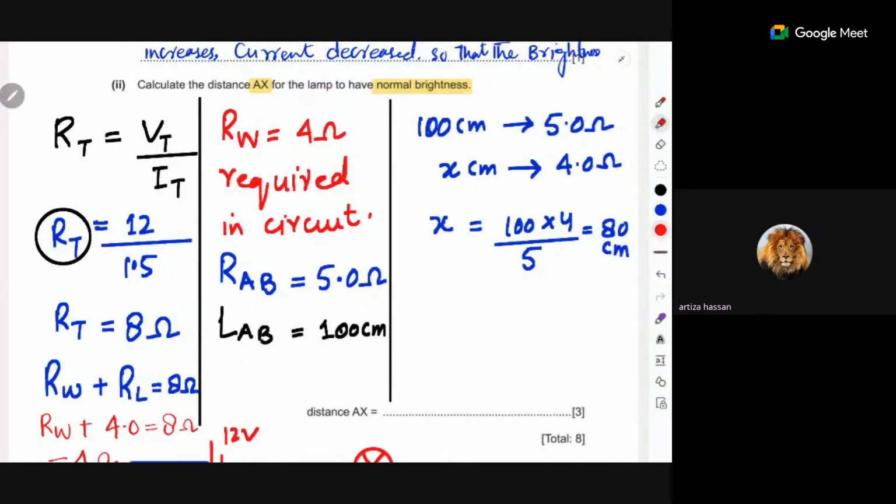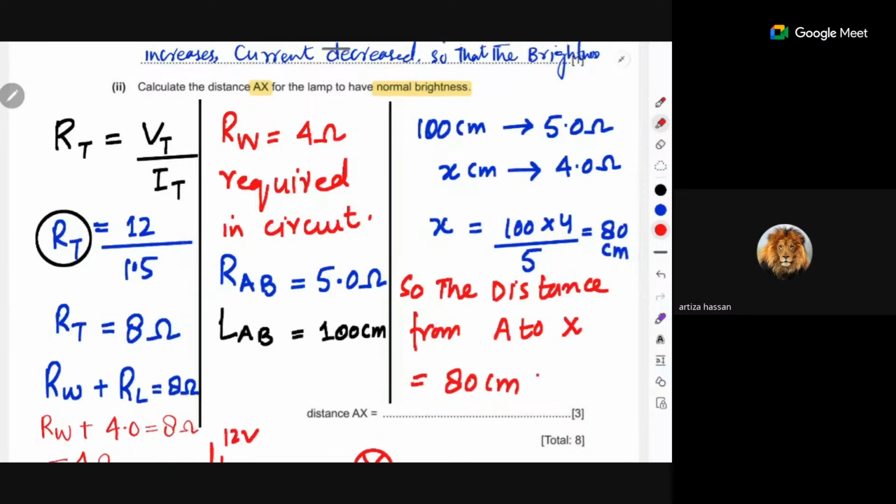So it means that the distance from A to X is 80 centimeter. Is this clear to everyone?